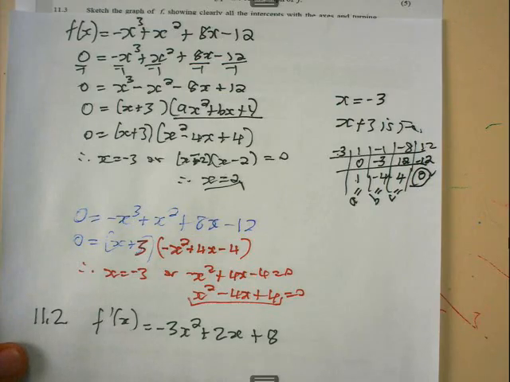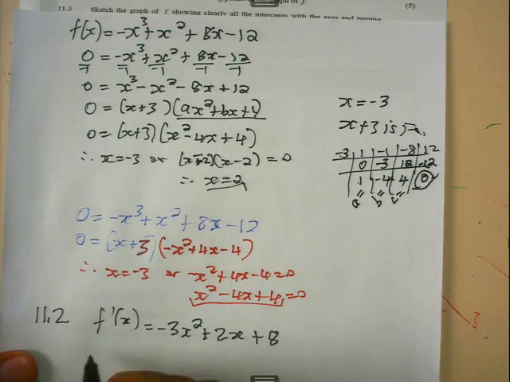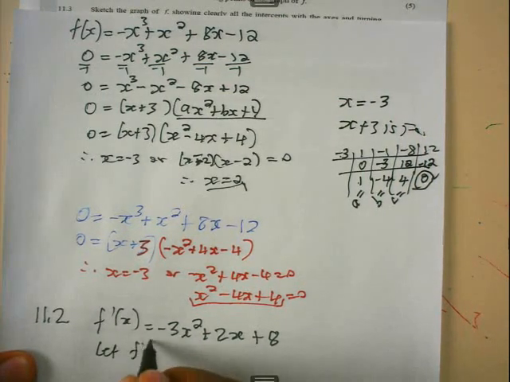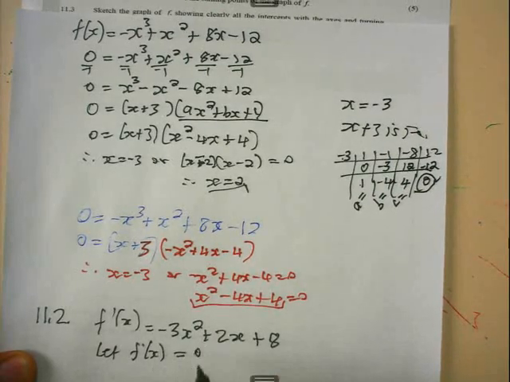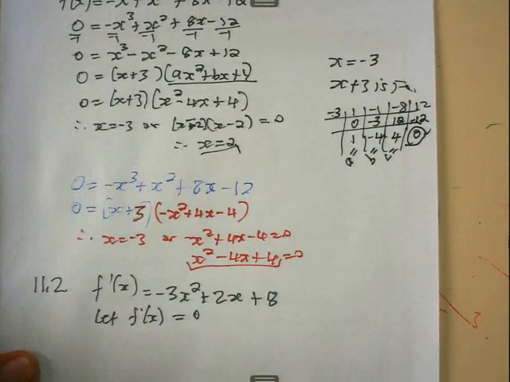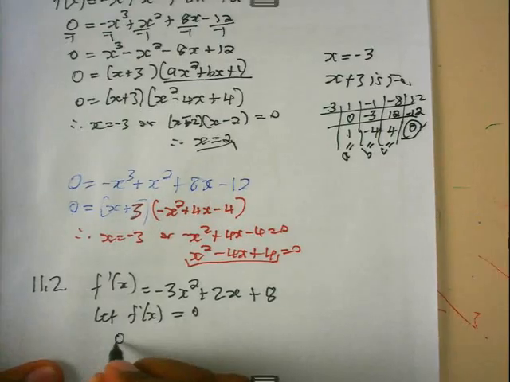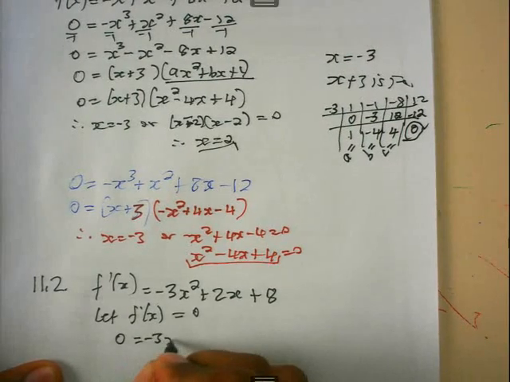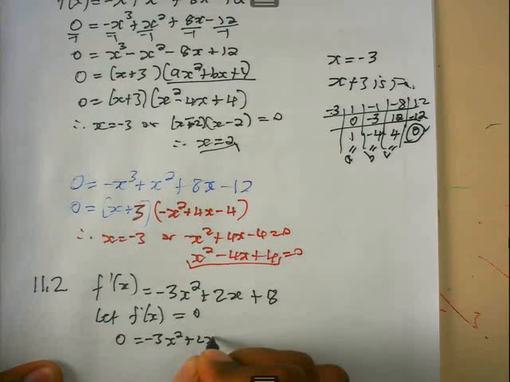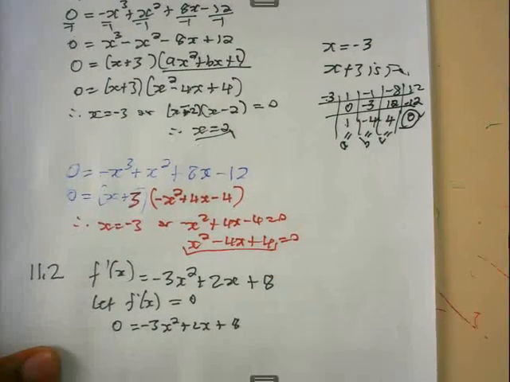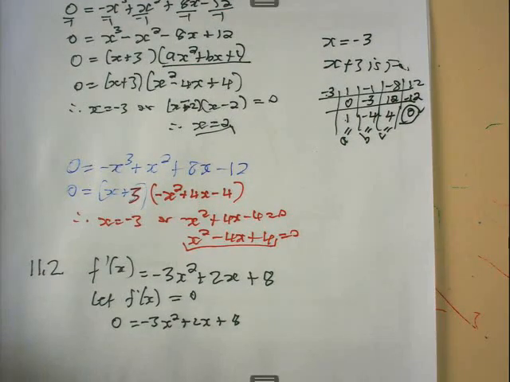The second step, boys and girls, is that you must let the derivative be 0. You must let f prime of x be 0. Then we have 0 is equal to minus 3x squared plus 2x plus 8. From here we solve for x.